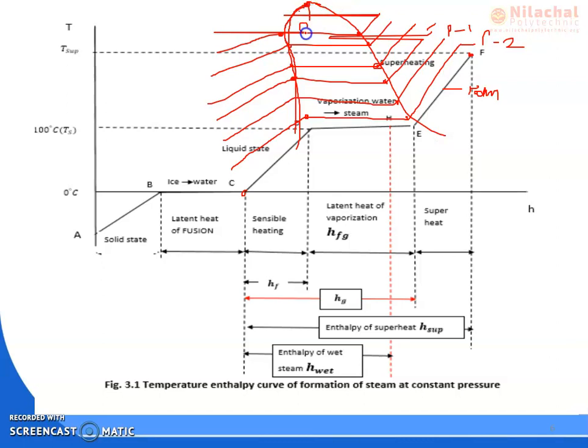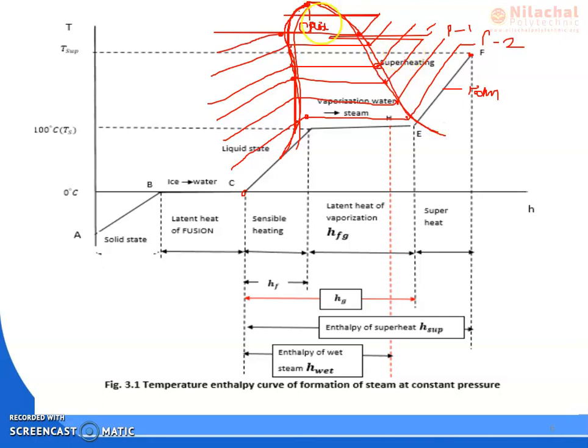Okay, this point is known as your critical point. And this line, when you are joining all the saturated liquid points, you get a curve. This curve is known as your saturated liquid curve. And when you are joining all the points of saturated vapor, this curve is known as your saturated vapor line.